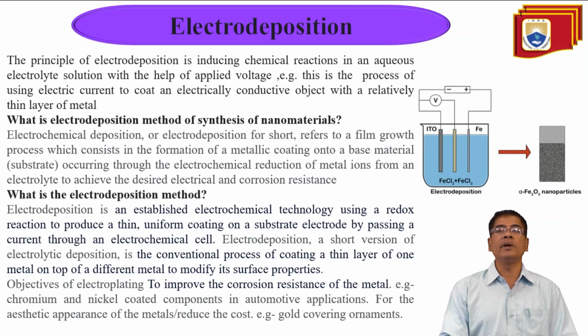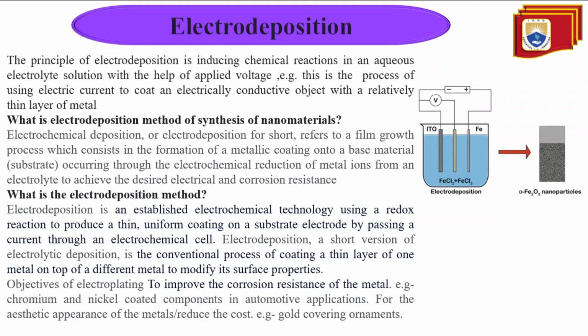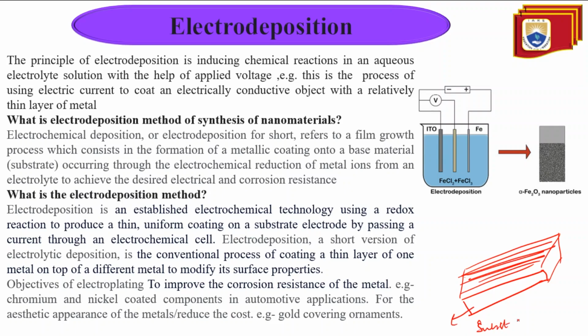So electrochemical deposition, or electrodeposition for short, refers to film growth. That means how thin films are formed and how the films will grow on a substrate. This substrate can be glass, a transparent sheet, silver, or silicon, whatever it may be. That means growing thin films. So electrodeposition is also one of the methods for the deposition of thin films on the substrate, that is what we call metal deposition.